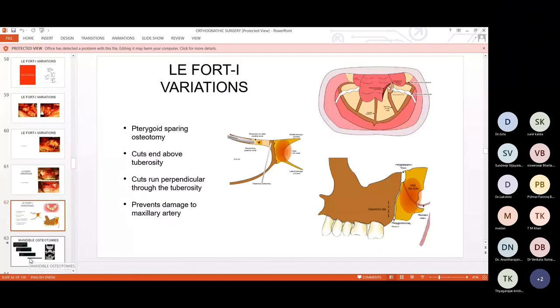So pterygoid sparing osteotomy is one in which you can do the osteotomy line just behind the teeth instead of going into the fissure. If you go through the fissure, you use a curved osteotome and then slowly do it. But there is a small chance that if you are not careful, you can damage the maxillary artery.